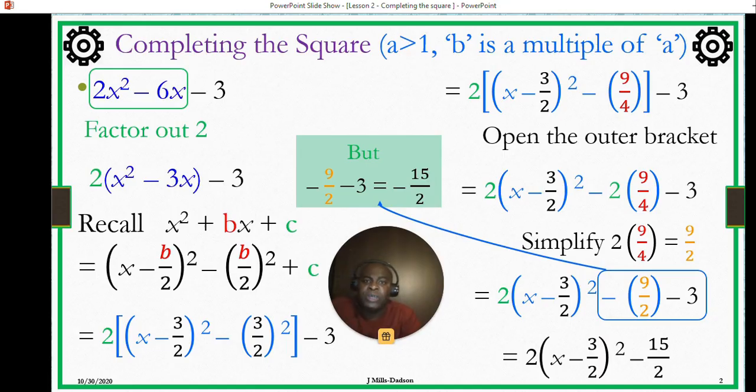And that completes the square. So the answer to 2x squared minus 6x minus 3, when you complete the square, becomes 2 into bracket x minus 3 over 2 squared minus 15 over 2. Now let's look at the situation where the b is not a multiple of a.